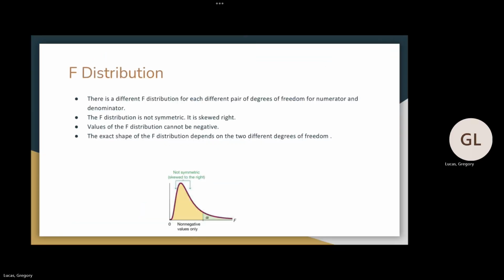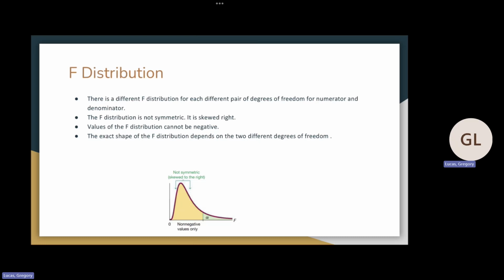Hello, everyone. Today we are going to talk about ANOVA. So for ANOVA, we're going to use what is called the F distribution. There is a different F distribution for each different pair of degrees of freedom for numerator and denominator.